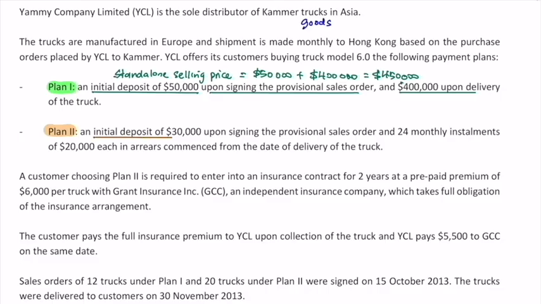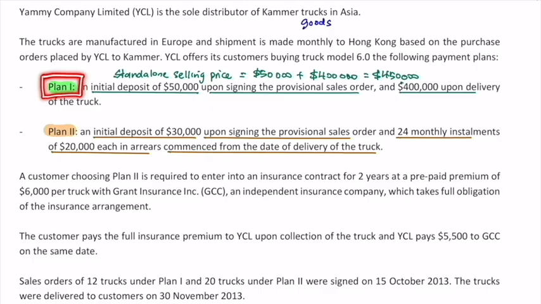An initial deposit of $30,000 upon signing the provisional sales order and 24 monthly installments of $20,000 each, payable in arrears from the date of delivery of the trucks. Plan 2 is an installment plan. The question is, what is the standalone selling price of the trucks for Plan 2? Whether you sell now and receive now, or sell now and receive later, the standalone selling price should be the same. If we sell now and receive later, we receive more. The extra is not the standalone selling price. The extra is a significant financing component.